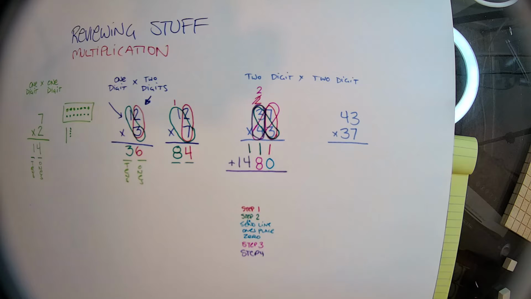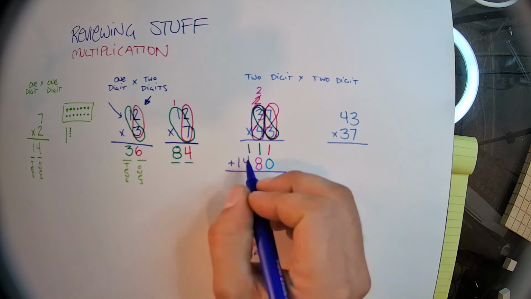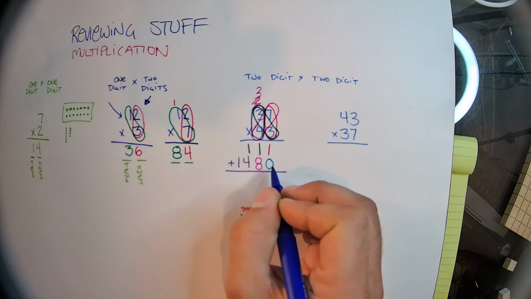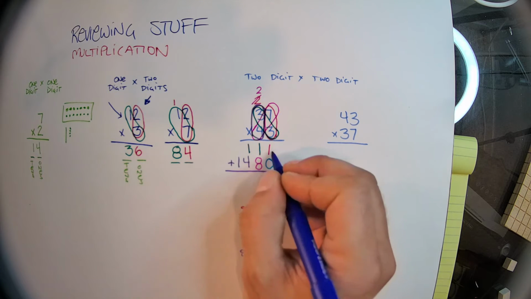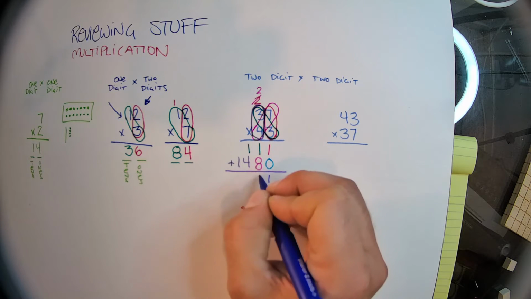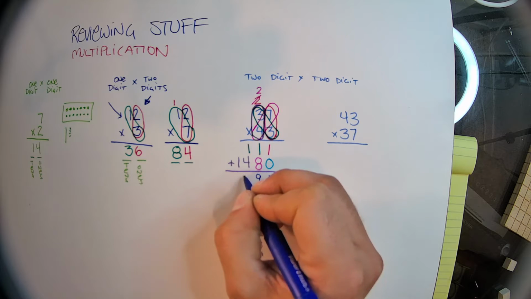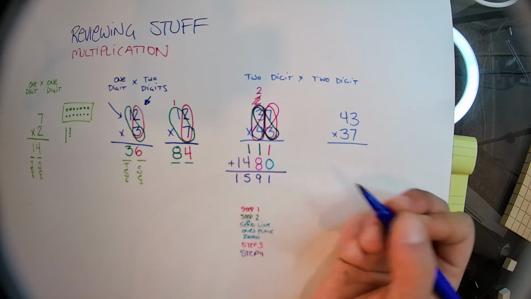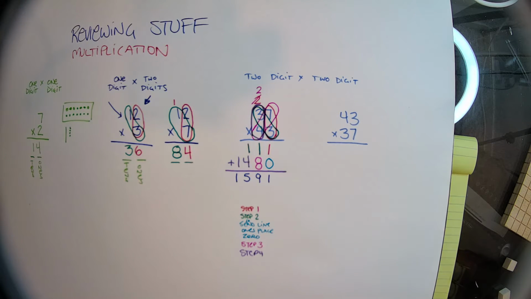All right, so let's get to the end of this one. After we get our first line and our second line, what we're going to do is just add. So 1 plus 0 is 1, 1 plus 8 is 9, 1 plus 4 is 5, 1 plus nothing is 1. So our answer is 1,591.